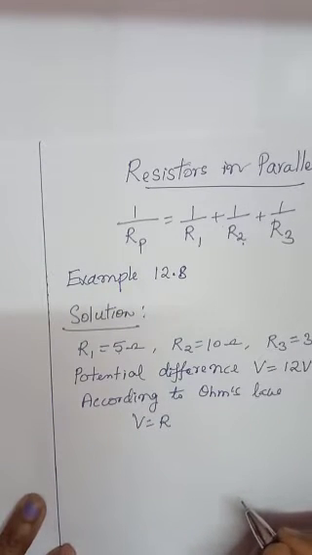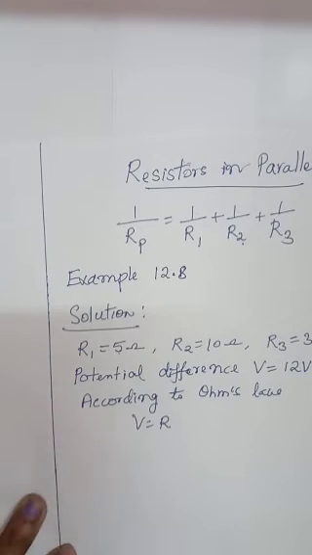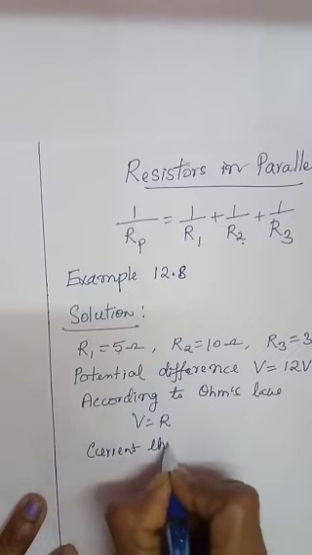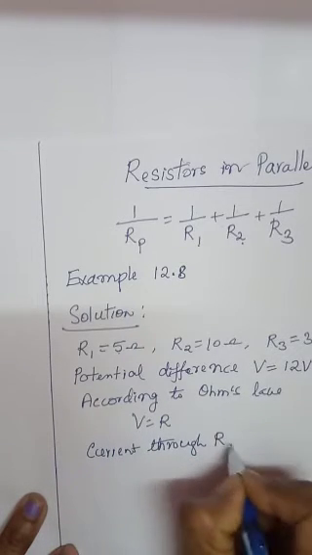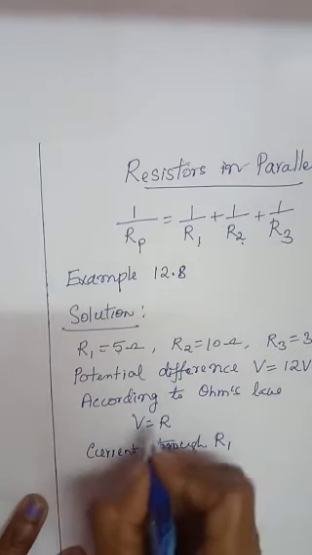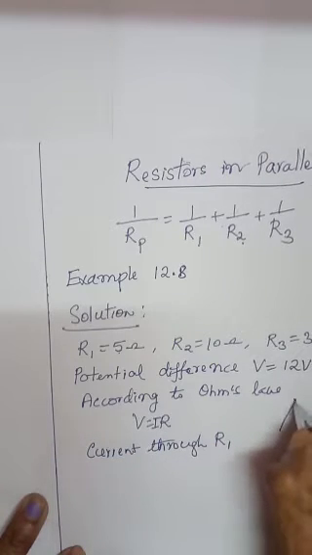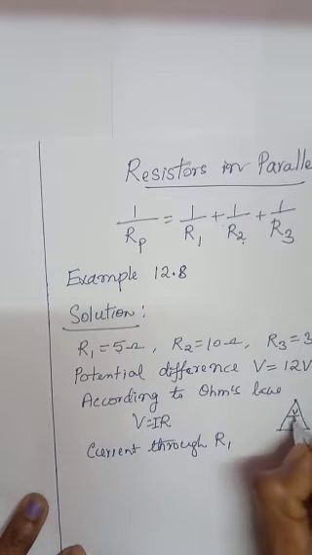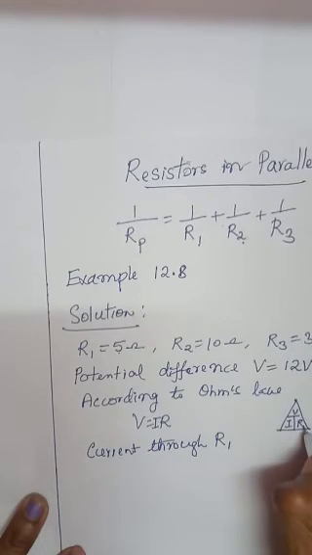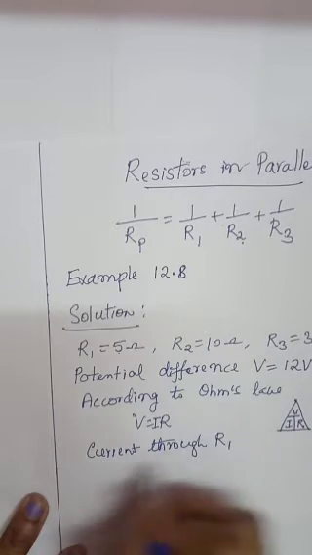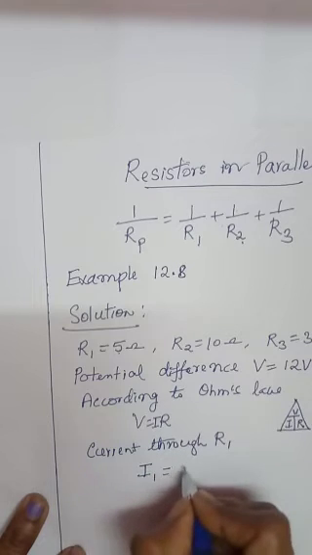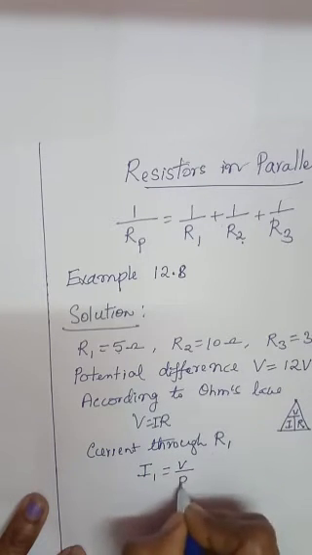First, calculate the current through the first resistor. Current through R1. To calculate this, V is equal to IR. This is the triangle. This is V, this is I, this is R. Current I is equal to V divided by R. So the current through the first resistor, I1 is equal to V divided by R1.